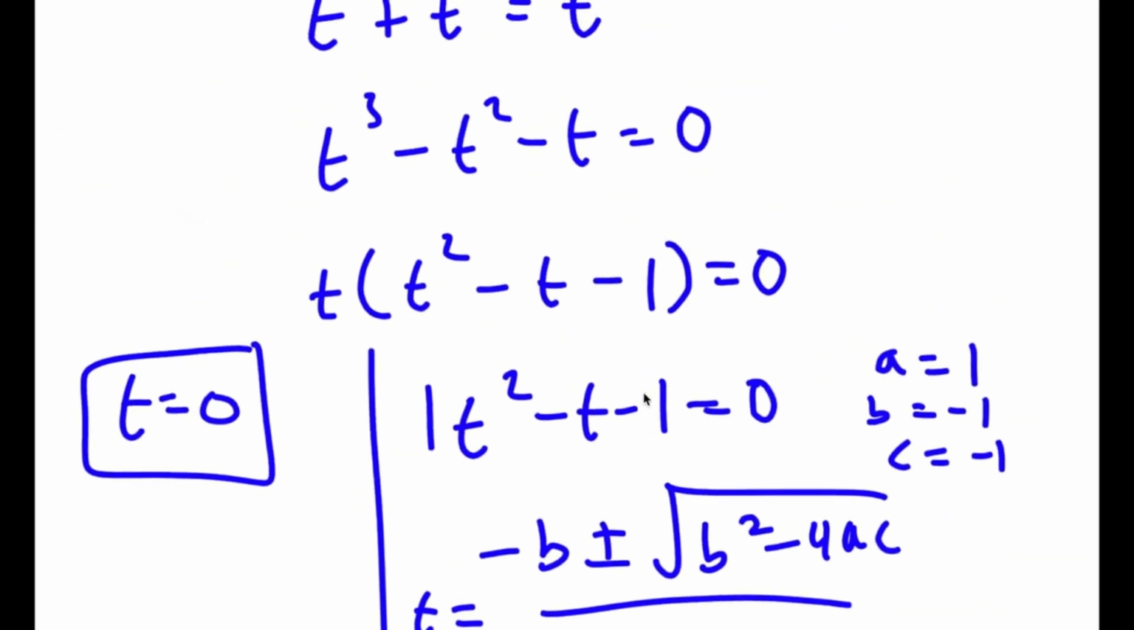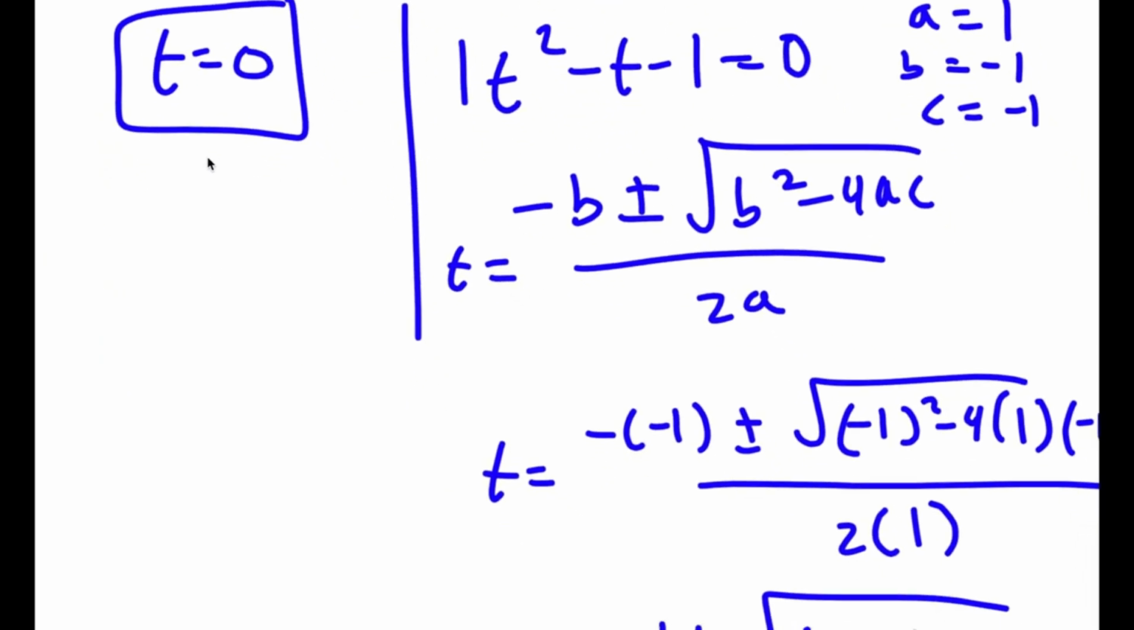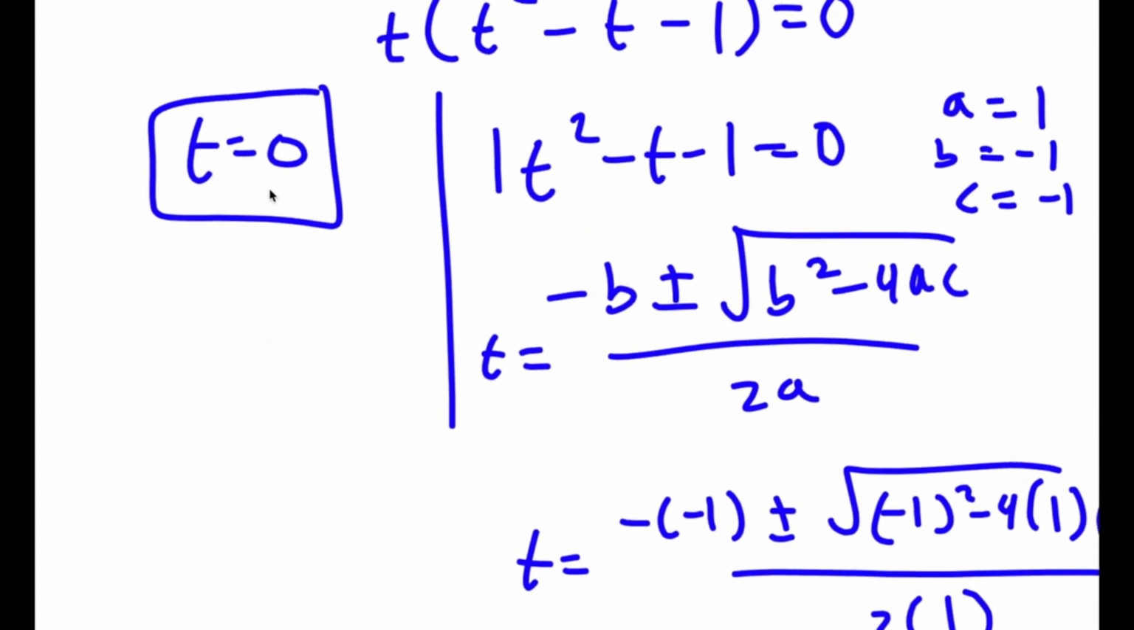So remember how we said that t is equal to 3 to the power of x. So let's first start with our first solution of t, which is t equals 0. So if t equals 0 and 3 to the power of x is equal to t, then that means 3 to the power of x equals 0. And this is actually incorrect because you can't take the power of a number and make it equal to 0. So this has no solution for x.